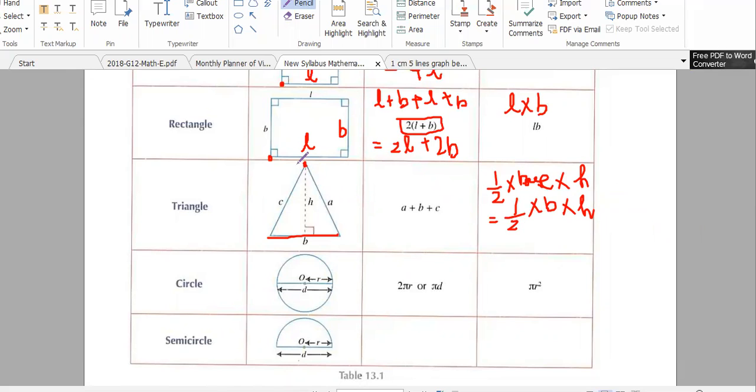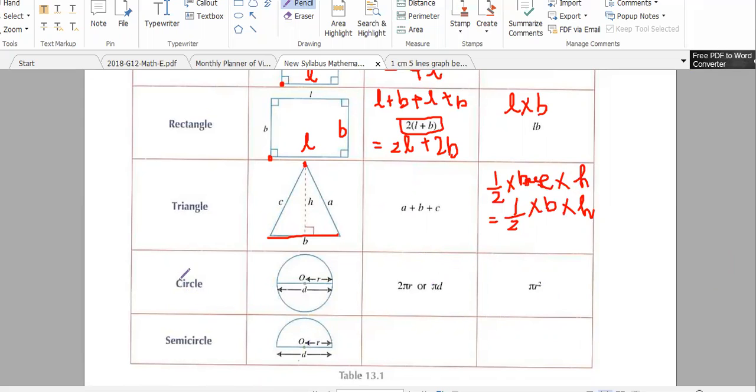So if we take A as a base, then this will be the height. And if I take C as a base, the height will be this. So the height changes and it depends on which side you have selected as a base.